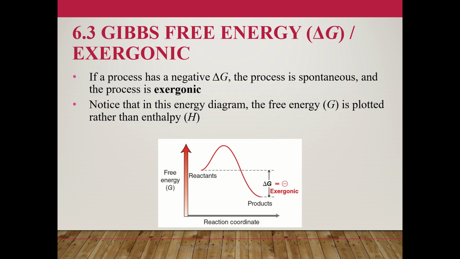If a process has a negative delta G, the process is spontaneous, and it could also be called exergonic, or it is releasing free energy. Sort of like exothermic for heat, exergonic for free energy. Notice that in the energy diagram, the free energy, delta G, is plotted instead of delta H. So looking at this, delta G is looking at the difference between the reactants and the products. Because there is a negative change from start to finish, then that is called exergonic.